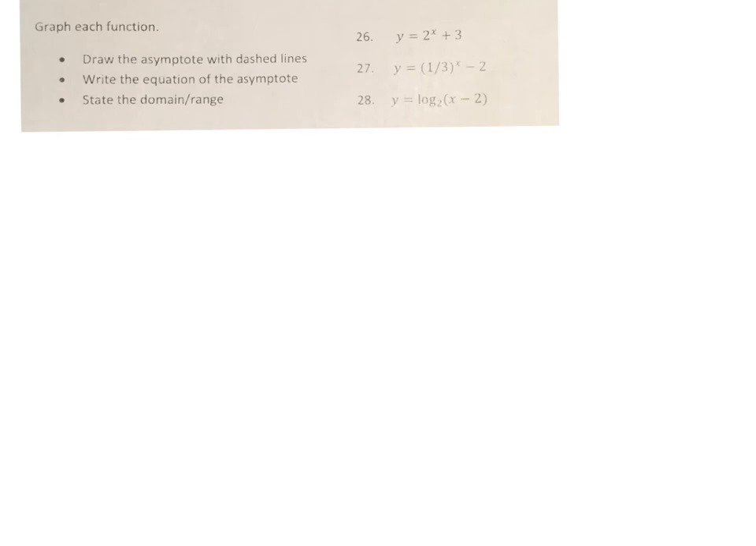Okay, graph each function, draw the asymptote with dashed lines, write the equation of the asymptote, state the domain and range. So we're going to start with number 26. 26 is y equals 2 to the x plus 3. So I'm going to graph my parent function, 2 to the x. Negative 1, 0, and 1. 2 to the negative 1 power is 1/2. 2 to the 0 power is 1. Anything to the 0 power is 1. 2 to the 1 power is 2.